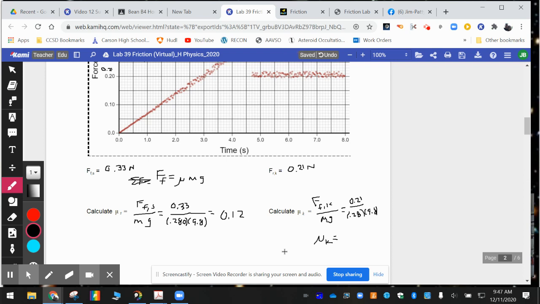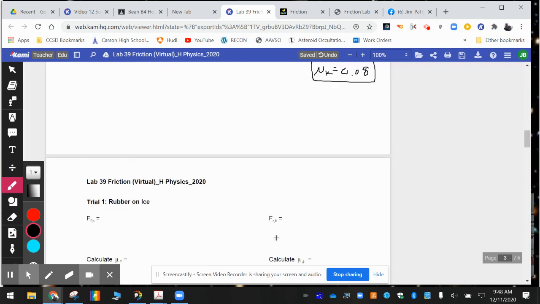0.21, right? Divided by 0.28 times 9.8. So about 0.08. So this is the coefficient of friction, kinetic, and this over here is the coefficient of friction, static. So static is greater than kinetic. That's pretty much it.